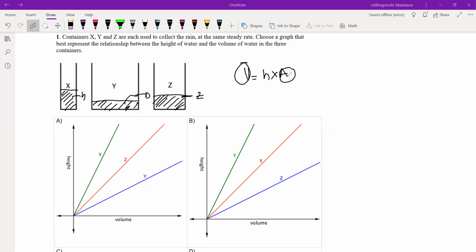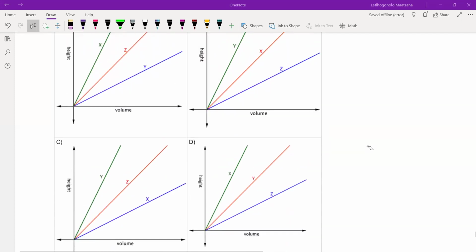same amount of volume, if the area is small, the height would be big, and if the area is big, the height would be small. So we expect that for the same amount of volume, X will have a higher height, following Z, and the last one being Y. So let's look at these different graphs and choose the correct one.